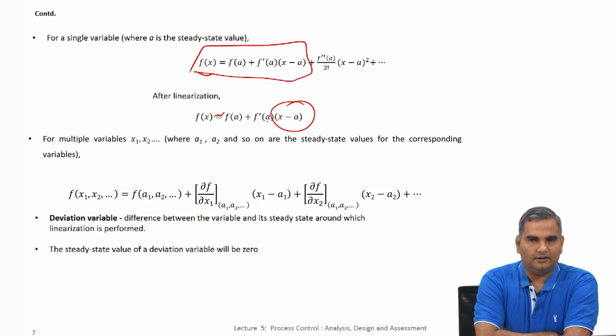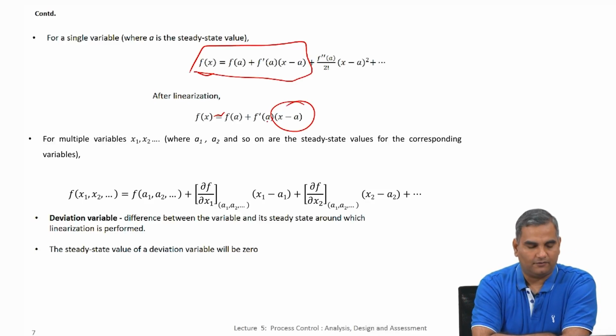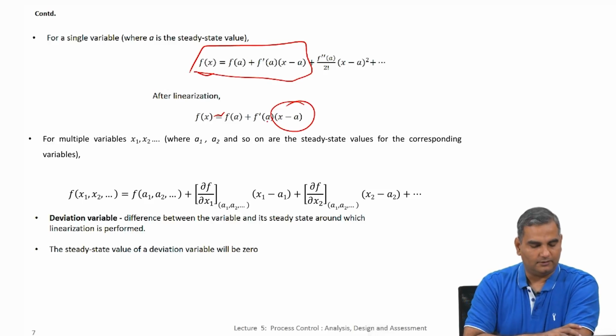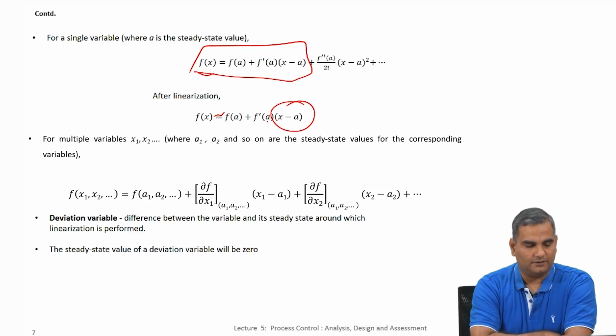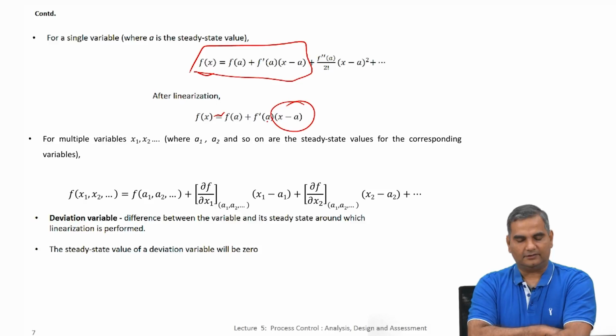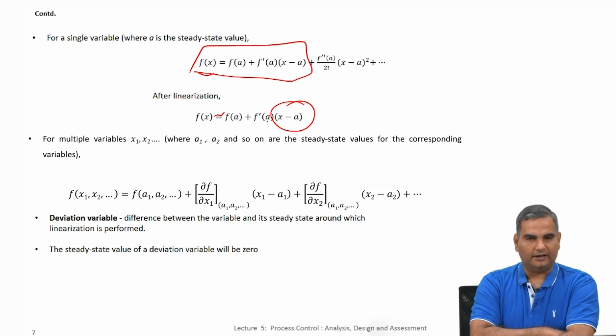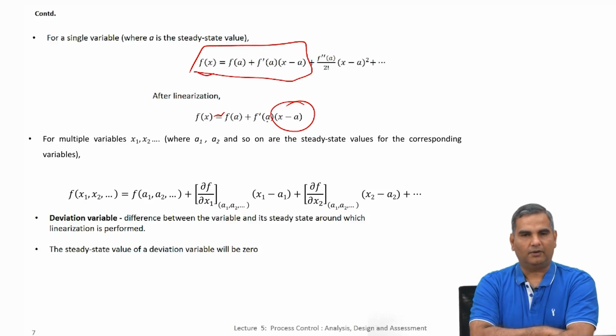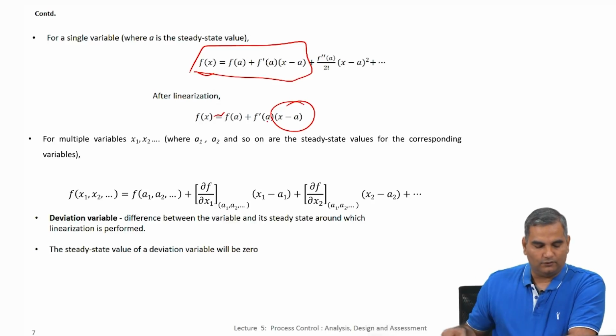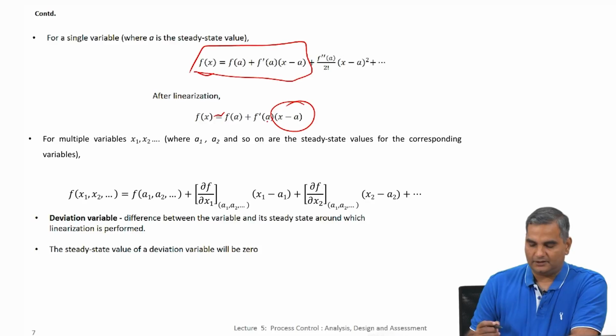Now, the same thing can be done for multivariate functions. I have the formula here, but we will not describe this here. We will describe this in much more detail later when we go to the multivariate control systems. We also define, from a control viewpoint, something called a deviation variable.